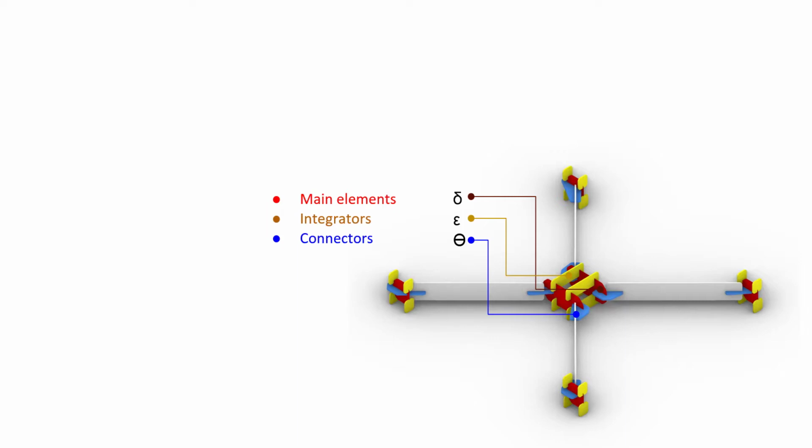The proposed node includes three main elements. First, the main elements shown in red that connect each pair of adjacent linear bars. Second, the connectors shown in blue that link the bars to each node's main elements by an interlocking joint. And finally, the integrators that are shown in yellow. These elements are intended to integrate the entire elements of the spatial joint.